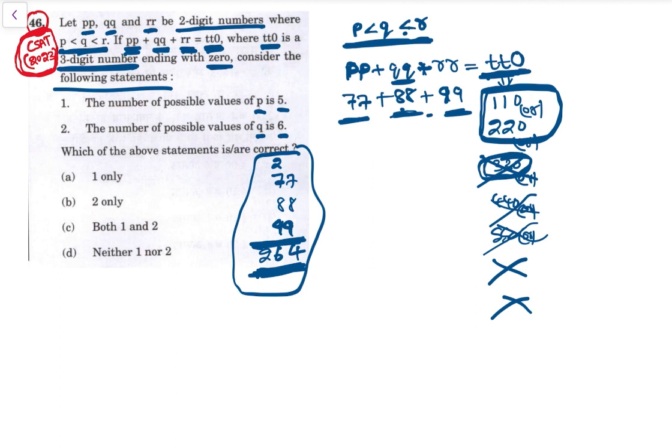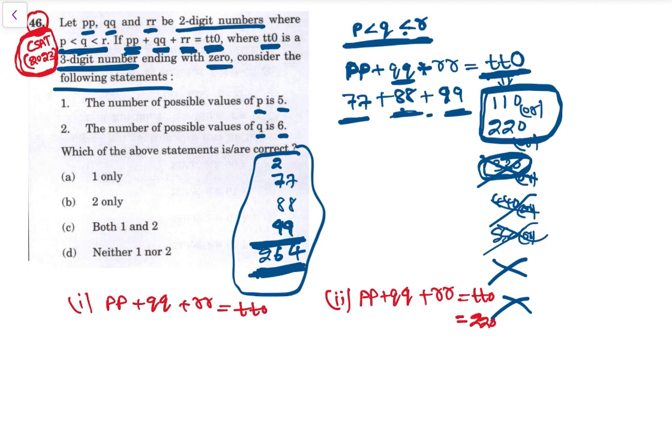So now let's check. What we need to check is values where PP plus QQ plus RR is equal to TT0, ठीक है. So this TT0 is 220 or this TT0 can be 110. That is the possible values, 110 or 220, ठीक है. So now check कि PP plus QQ plus RR 110 कब हो सकता है.